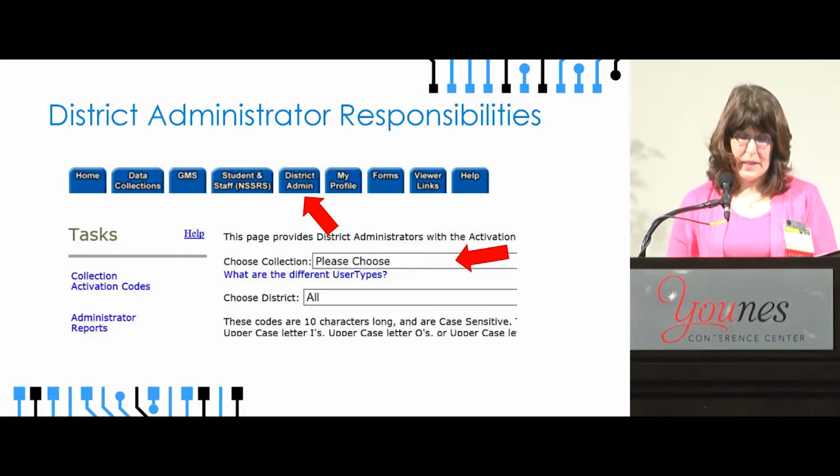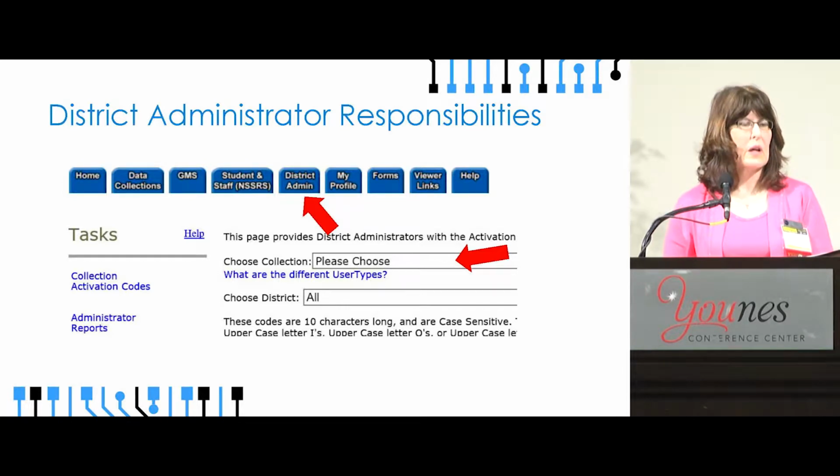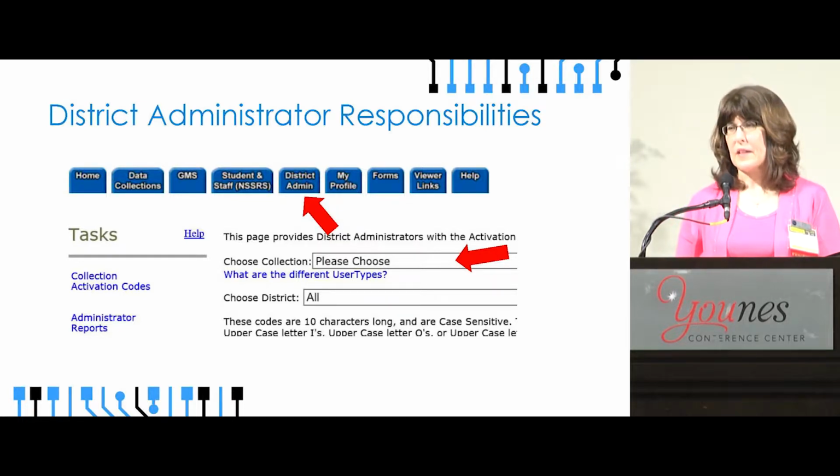Under the district admin tab, you can select a collection from the Choose Collection drop-down. You will see a list of activation codes for the collection, and many of those codes have multiple user types. So you want to check and see if you give your staff the appropriate user type. There might be one for view only, one for a district user, and one for approver. Giving them the right activation code is like giving them the correct tool so they can get their job done.